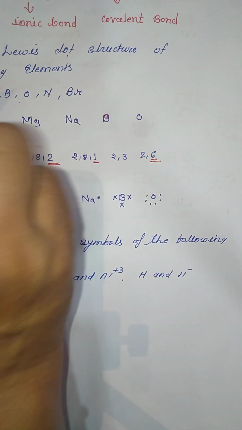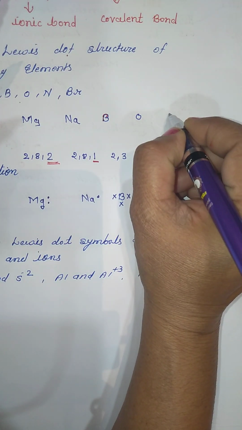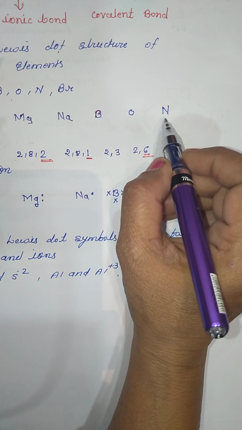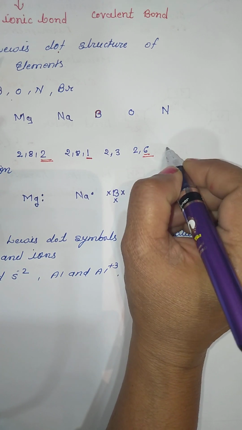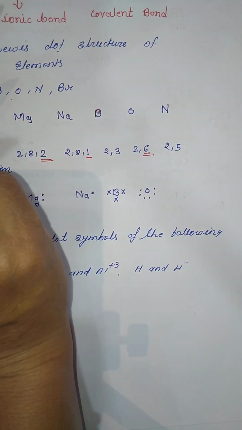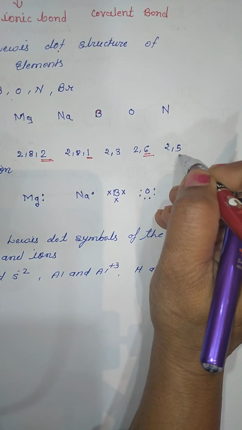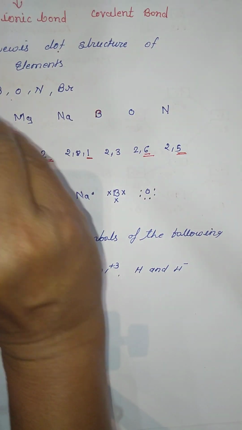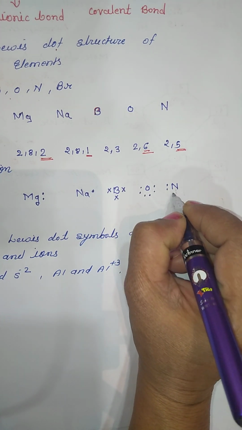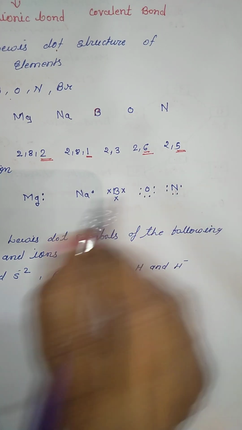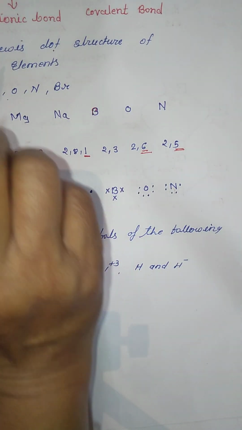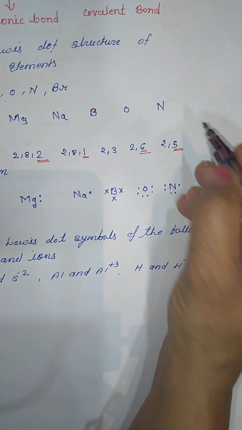After that, what is given? Next one is nitrogen. Now what is the electronic configuration? The atomic number of nitrogen is 7, so it will be 2, 5. So again you write the symbol. Here 5 are the outermost electrons, so we have to show 5. So this is nitrogen, and show the 5 electrons. Okay, this is the symbol of nitrogen. Now come to the last one. The last one given is bromine.